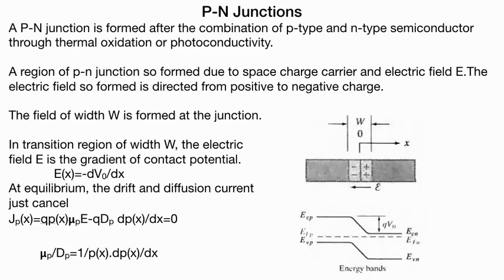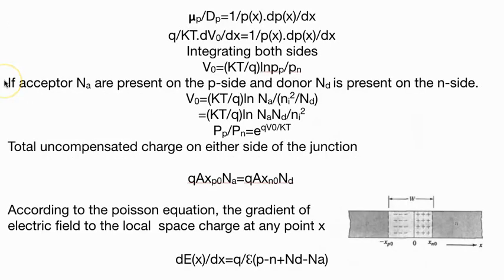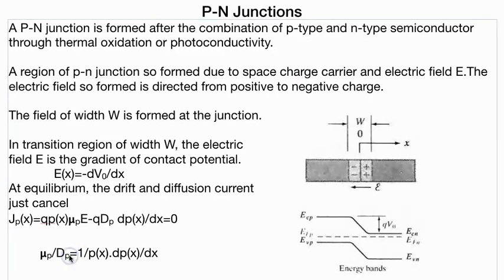At equilibrium, the drift and the diffusion current just balance, which gives us the equation that mobility upon diffusion coefficient is equal to 1 upon the concentration of minority carriers and a differentiation in that concentration. Now solving further, if we take from the Einstein relation that mu p upon Dp is equal to q by kT, I think I have missed an e in here.